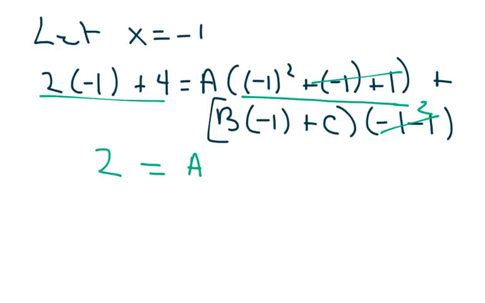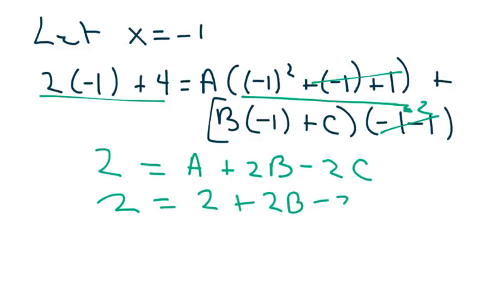What's the b going to be? This is negative 2 here, so that's going to be plus 2b minus 2c. Alright? Now, we know what a is. A is 2. So we have 2 equals 2 plus 2b, and we know what c is: negative 2. So we're going to get 2b equals negative 4, so b is negative 2.